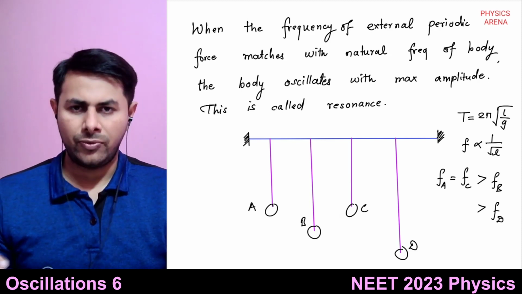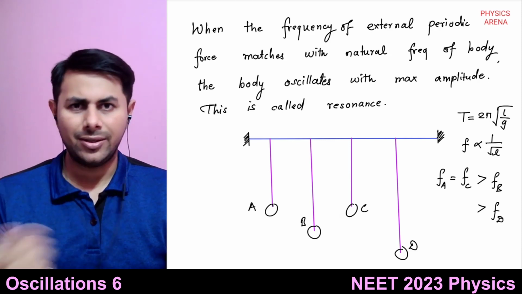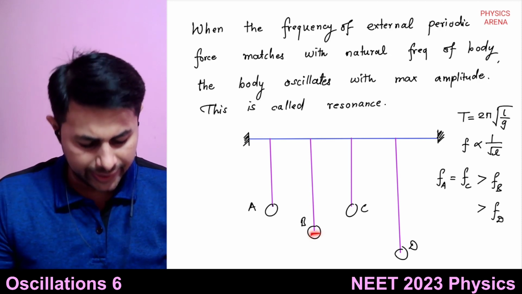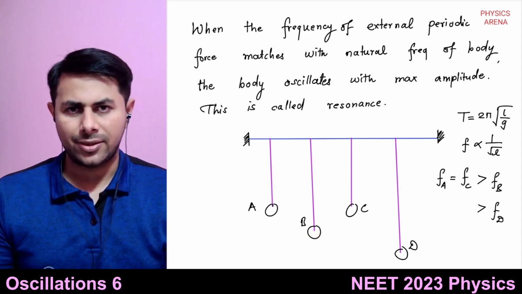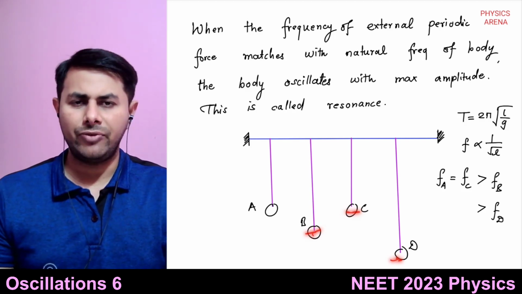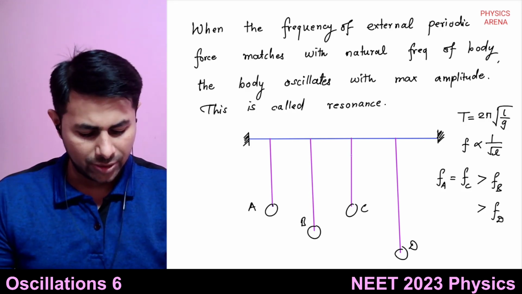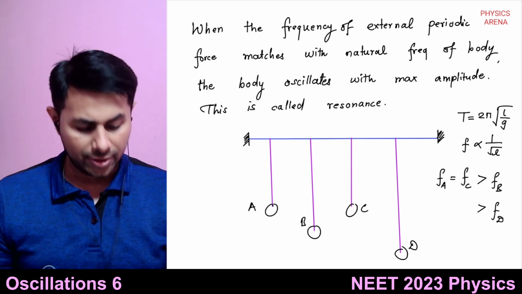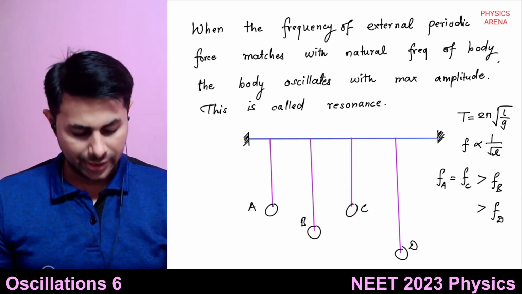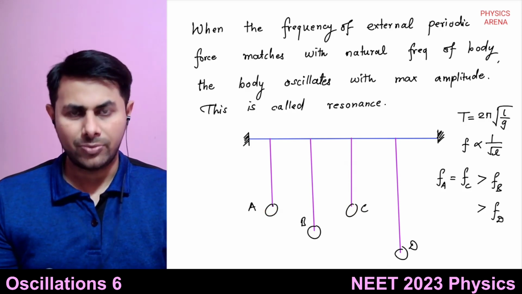So what will happen now? All these slave pendulums will also begin to vibrate. Out of B, C, and D, which one will oscillate with the greatest amplitude? It is pendulum C. Reason? Because the natural frequency of oscillation of C is equal to the frequency of the external force. What is the external force?